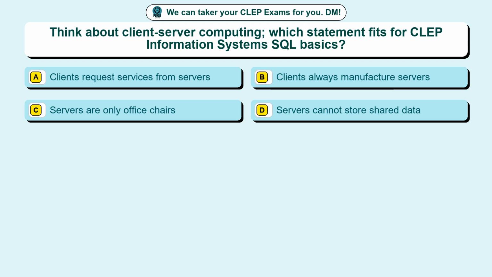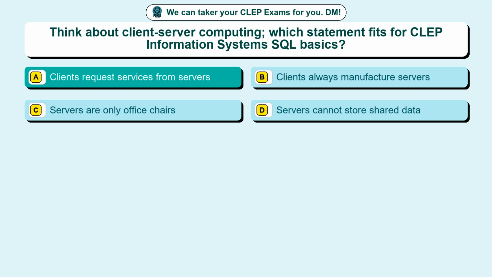Question 58. Think about client-server computing. Which statement fits for CLEP Information Systems SQL Basics? Option A, clients request services from servers. Option B, clients always manufacture servers. Option C, servers are only office chairs. Option D, servers cannot store shared data. The correct answer is option A, clients request services from servers.